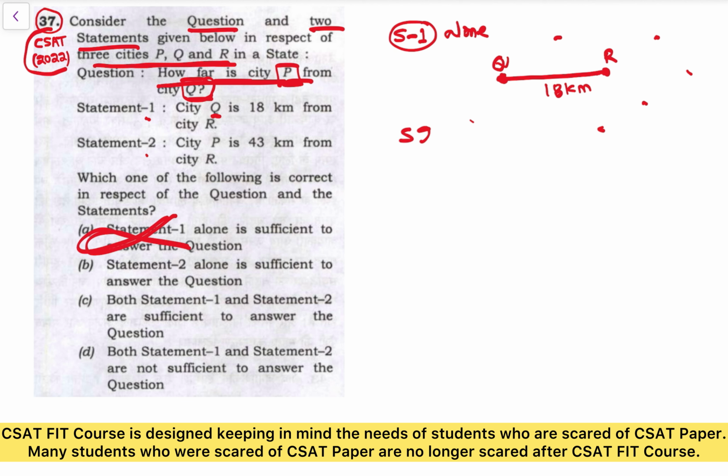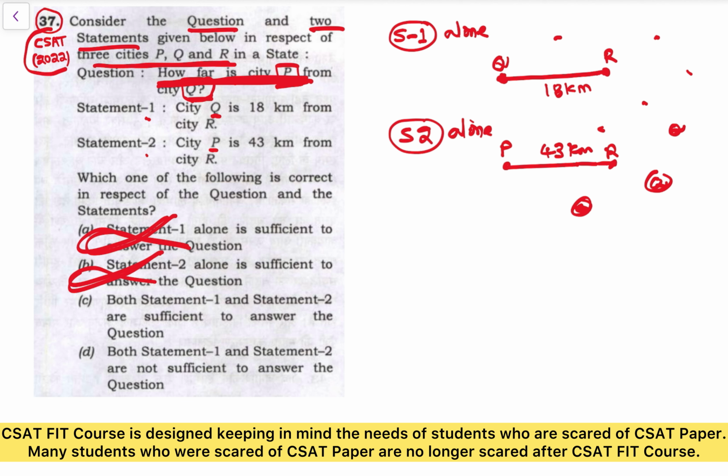Now let's do statement 2 alone. Statement 2 says city P is 43 kilometers from city R. Now for P and Q, there is no related information. Q can be here, Q can be here also. So we cannot say how far city P is from city Q. Statement 2 alone is not sufficient.